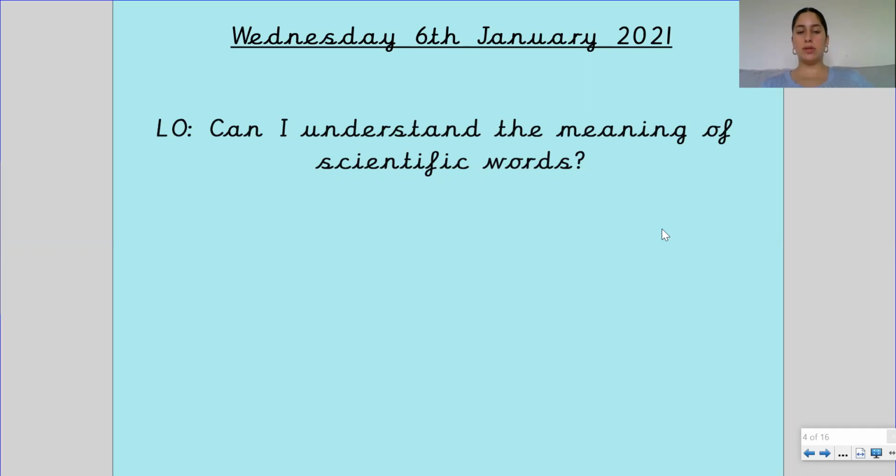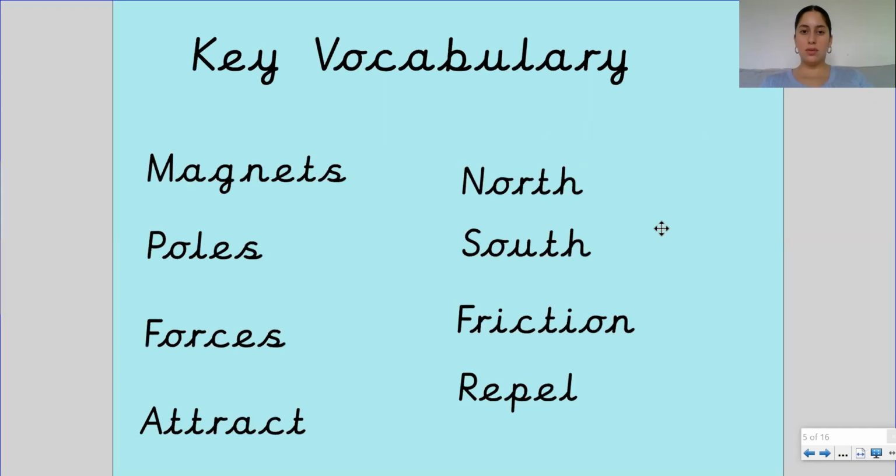So today's learning objective is, can I understand the meaning of scientific words? So we're going to look at key vocabulary and their definition. So you need to pay really close attention because your last task is going to be you representing the key vocabulary either as pictures or matching it to the correct definition. So let's start. I'm going to do my turn, your turn, and you're going to repeat each word after me.